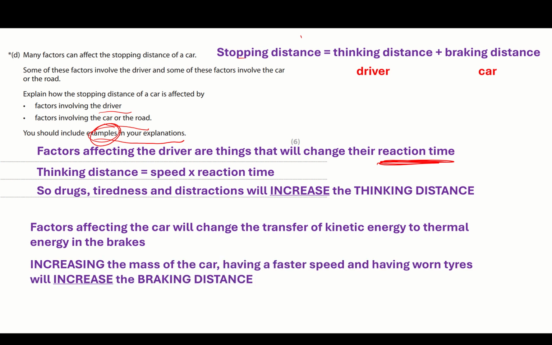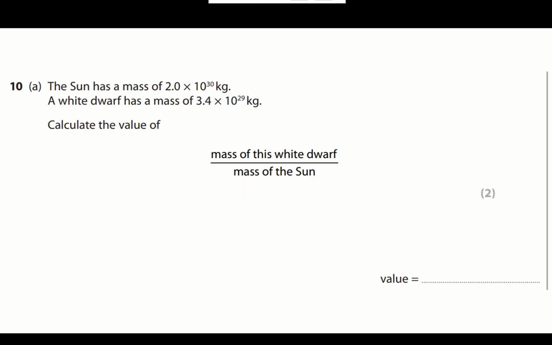So increasing the mass of the car, having a faster speed and having worn tyres will increase the braking distance. And now you can see I've put increasing will increase it. If you wanted to, you could reverse it. All right. And then I'd have to change from worn tyres to fabulously grippy tyres. But now we're done. And that's the best way of answering that, I think.